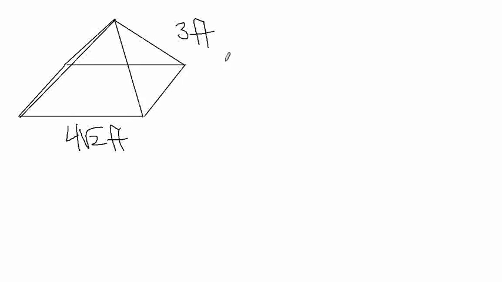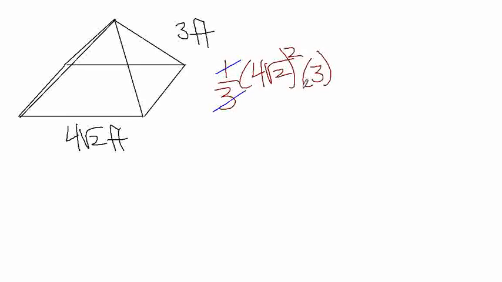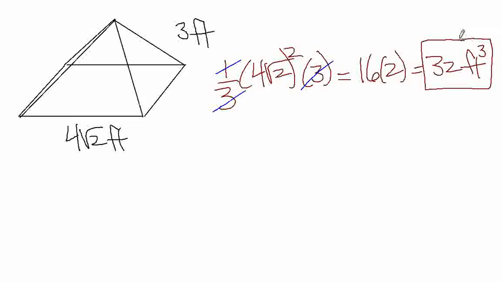So the volume, I'll do that first. 1/3 times the area of the base, that's 4√2 squared, times the altitude, which is 3. Now the 1/3 and the 3 cancel, so I just have to square the 4√2. That's 16 times 2, which gives 32 cubic feet. All right, now to calculate the area of the triangular faces, I'm going to need some more information.